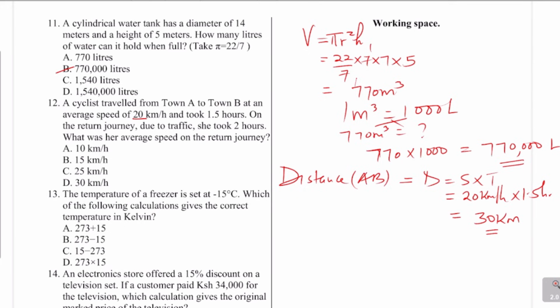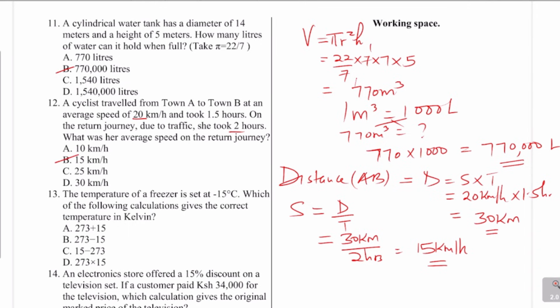So for the return journey, you want to get the average speed. Speed will be given by distance divided by time taken. For the return journey, the distance is 30 kilometers, that is distance AB, and she took 2 hours. So divide by 2 hours. This will give 15 kilometers per hour. So that is what you're supposed to do. You're supposed to begin by getting the distance AB, and that would help you to get the average speed for the return journey.